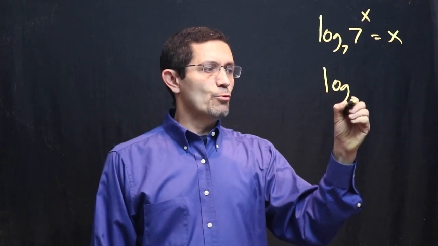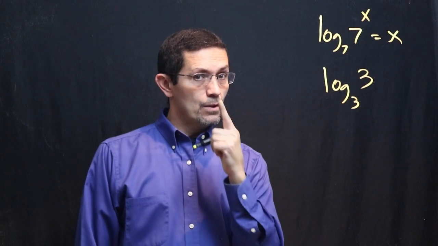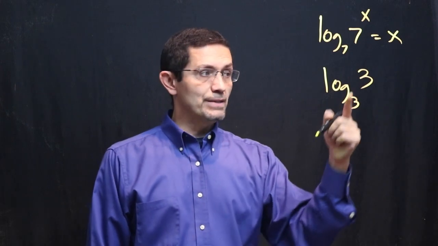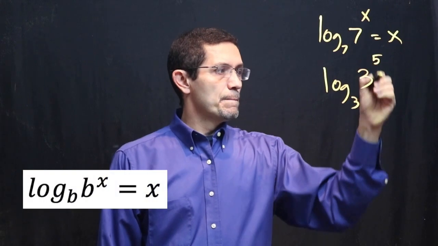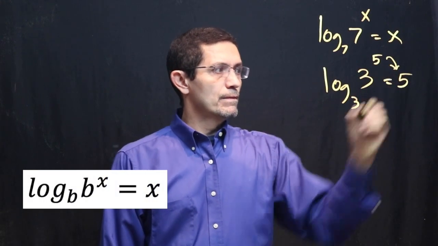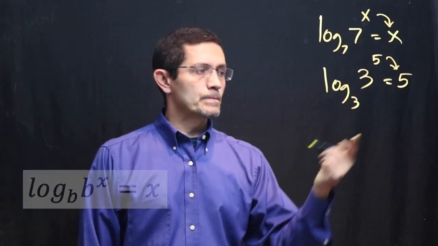Log base 3 of 3. This by itself is 1. Remember, same base, same argument. So whatever exponent I put here, my answer is going to be my exponent. What about the other case?